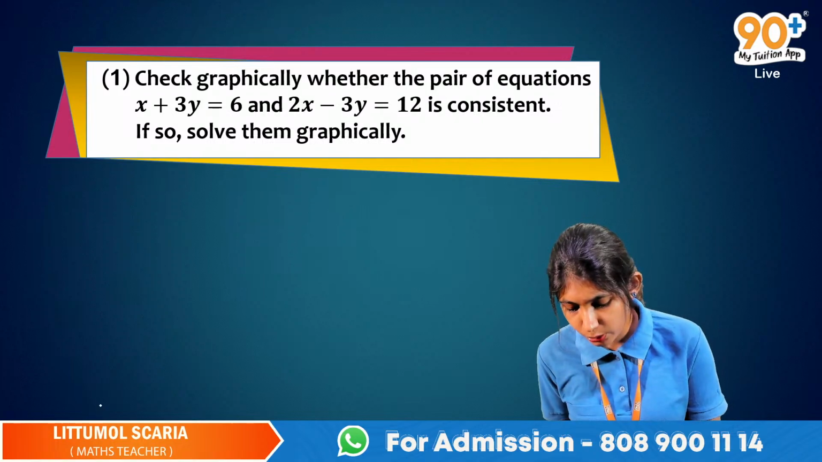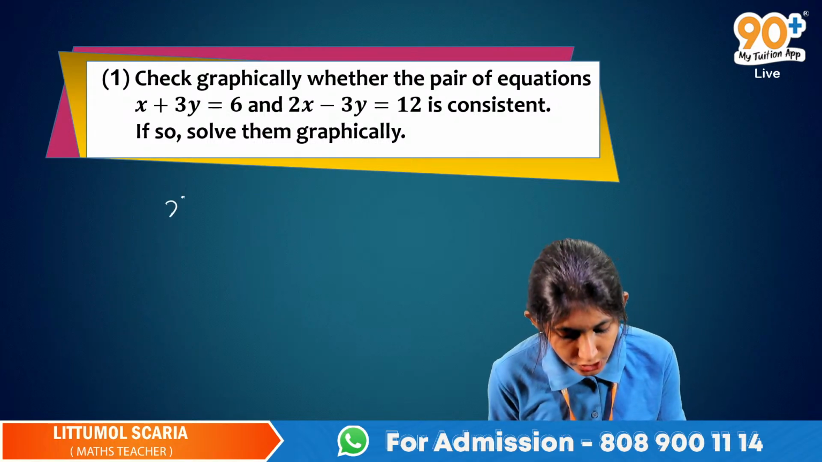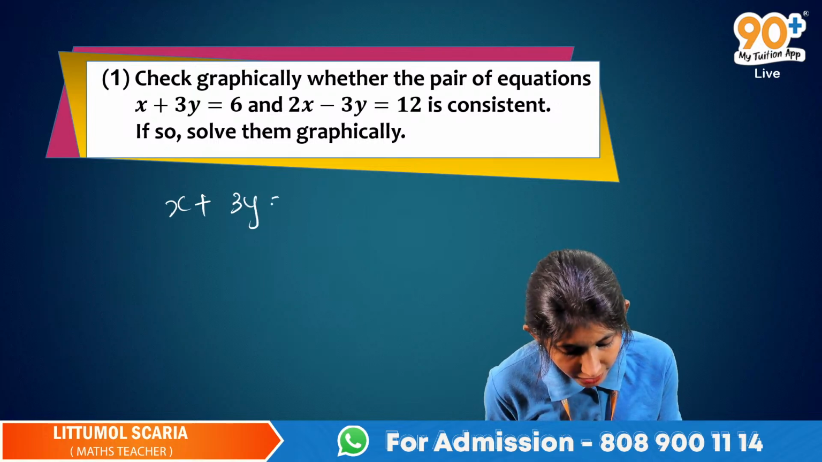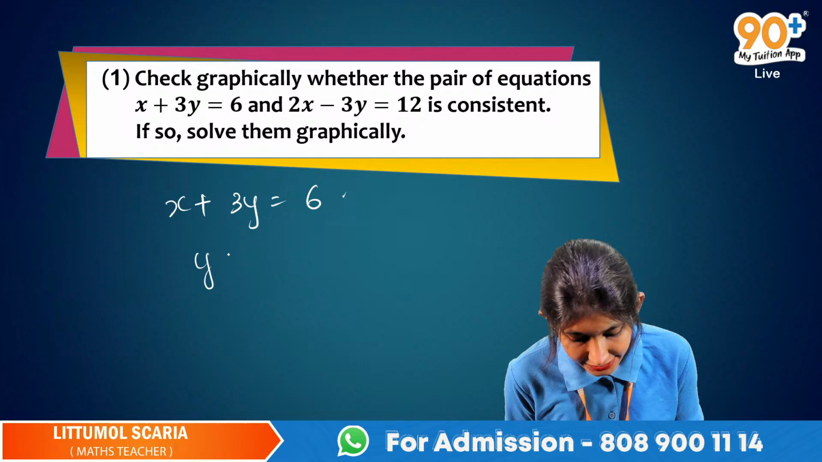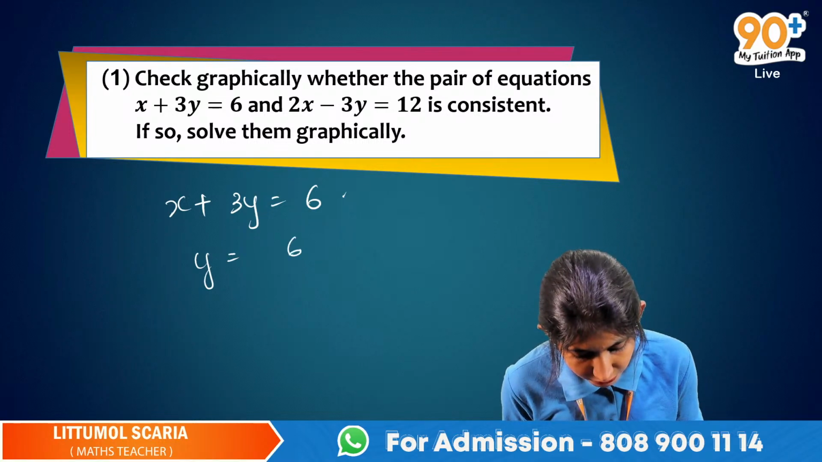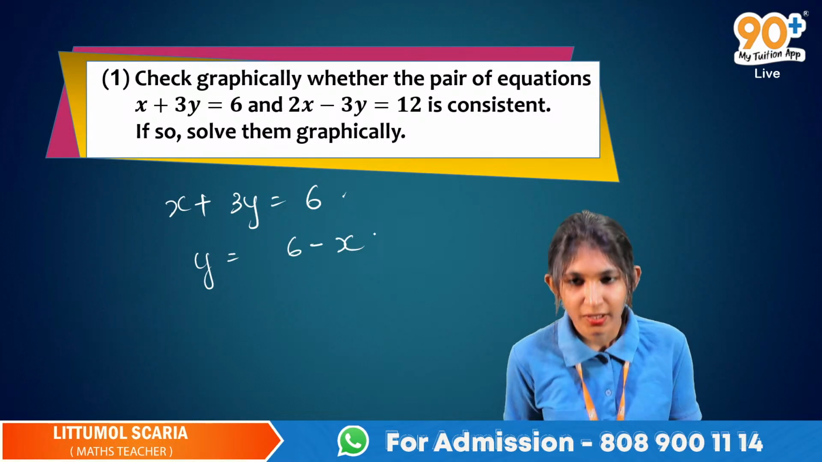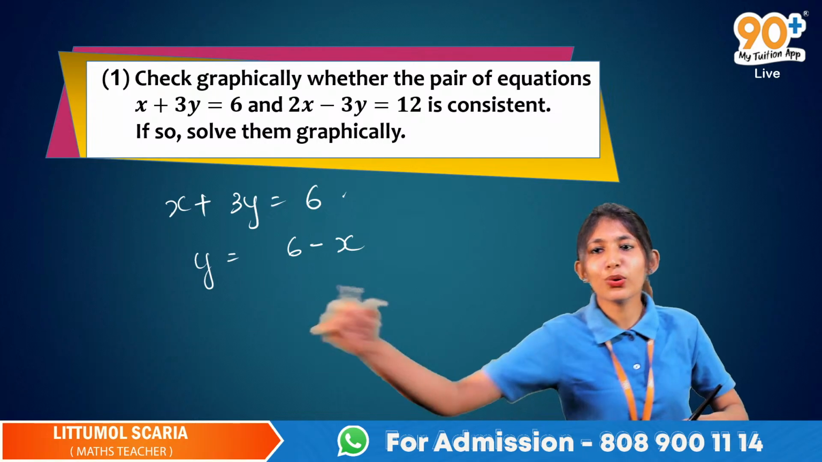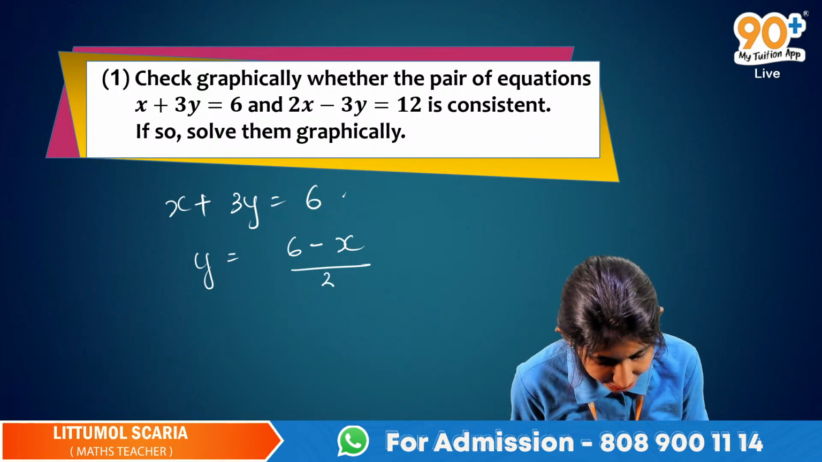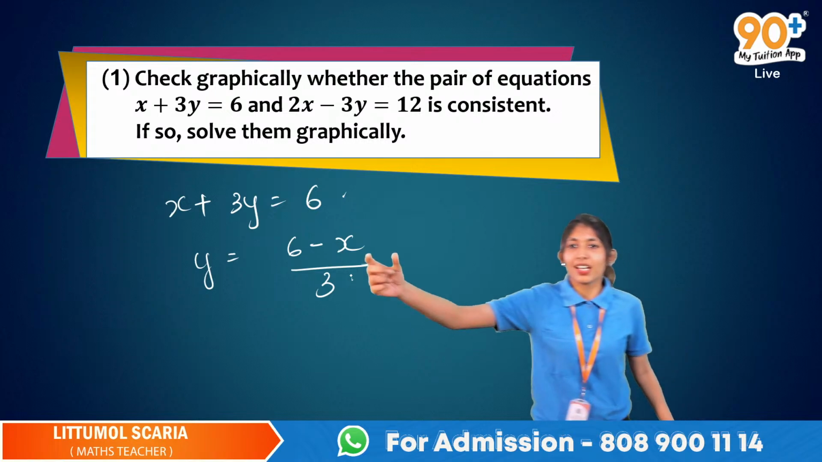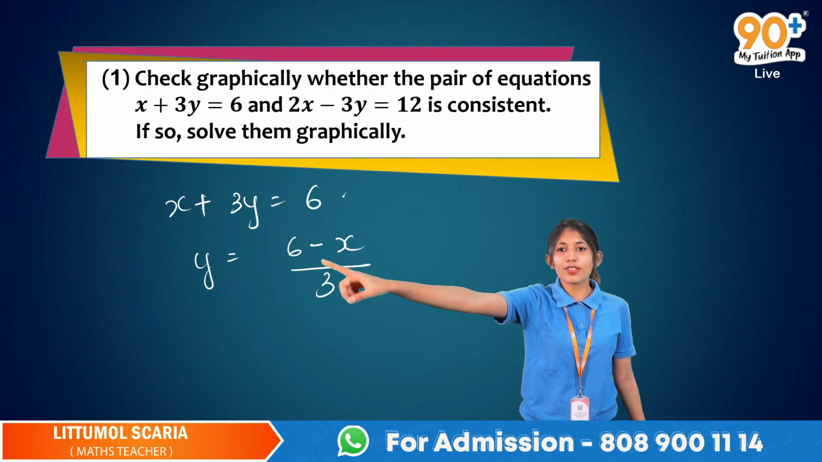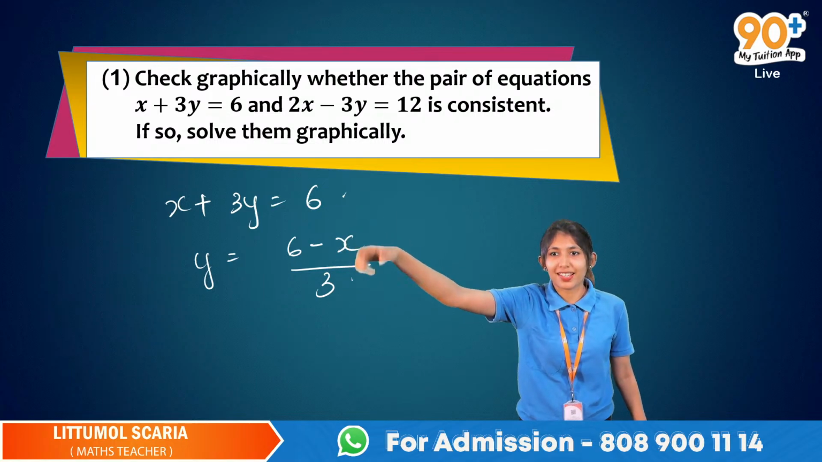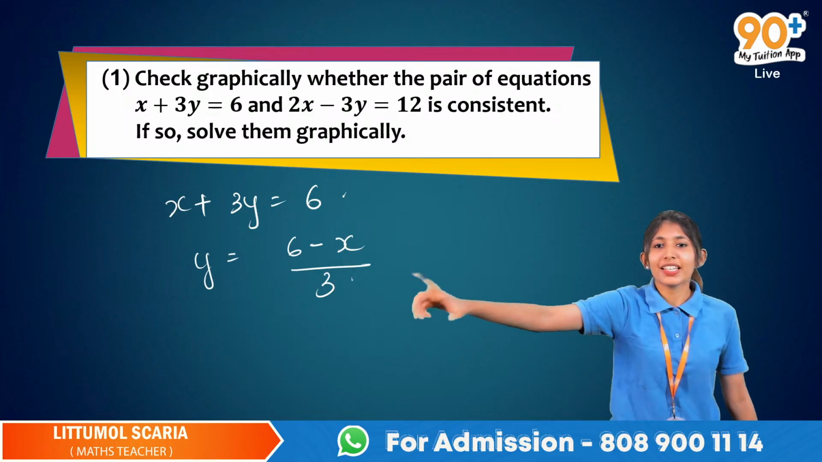We have two equations. So our first equation is x plus 3y is equal to 6. എന്ത് ചെയ്യാം? We can find y. Y ma'am, y. എന്തുകൊണ്ട് y എടുത്തു? Why didn't you take anything else? Because ഇതിൽ നിന്നും 6 minus x divided by 3. Y is equal to 6 minus x divided by 3. Do check whether you get this. ഇങ്ങനെ ചെയ്തു കഴിഞ്ഞാൽ what is the use?